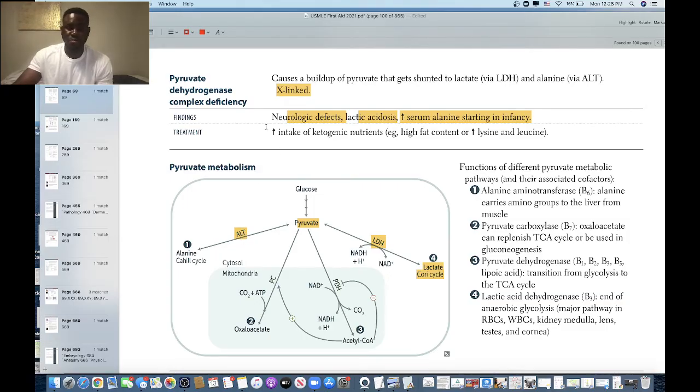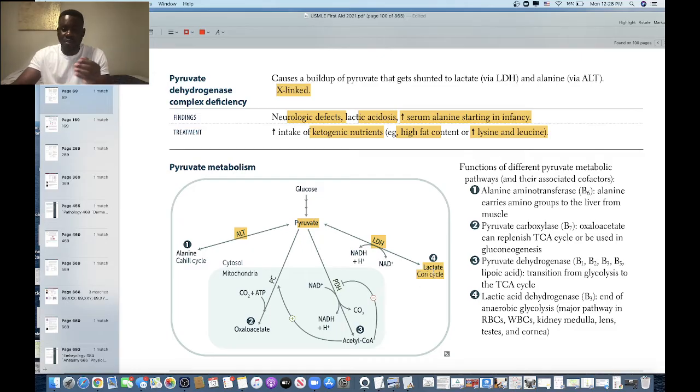That's it. Treatment: we have to increase intake of ketogenic nutrients. That's high fat content, or lysine and leucine. If you remember my mnemonic, what did I say? ProGAVPIL fierce water, Vil has a branch, his Lys are so basic, L and L ketones. That is it, ketogenic, L and L ketones. So this L and L, lysine and leucine, make ketones. So these are the ketogenic amino acids. So we give them more ketogenic amino acids, or we give them high fat content, so that they don't get a lot of lactic acid.